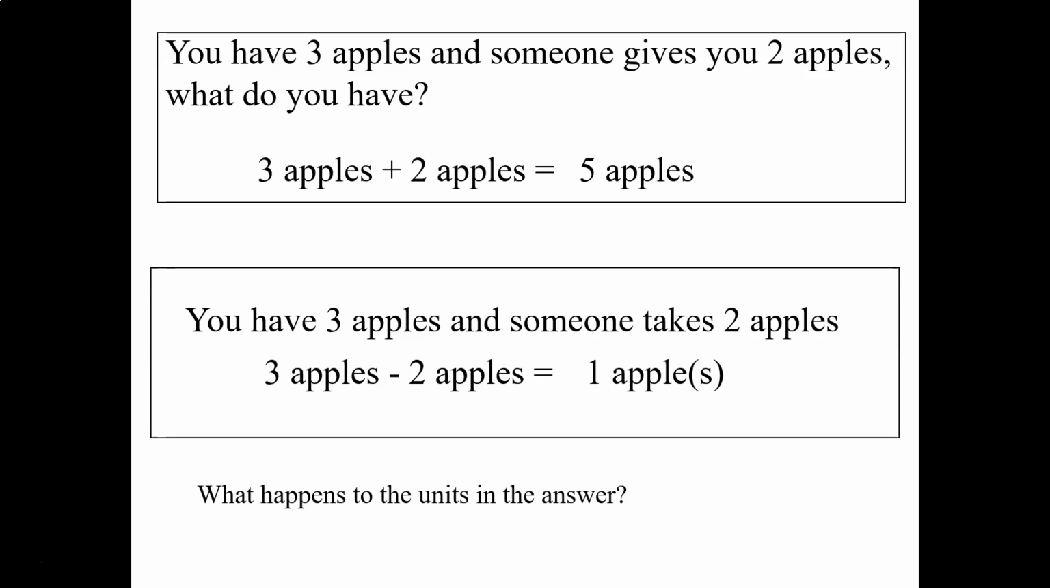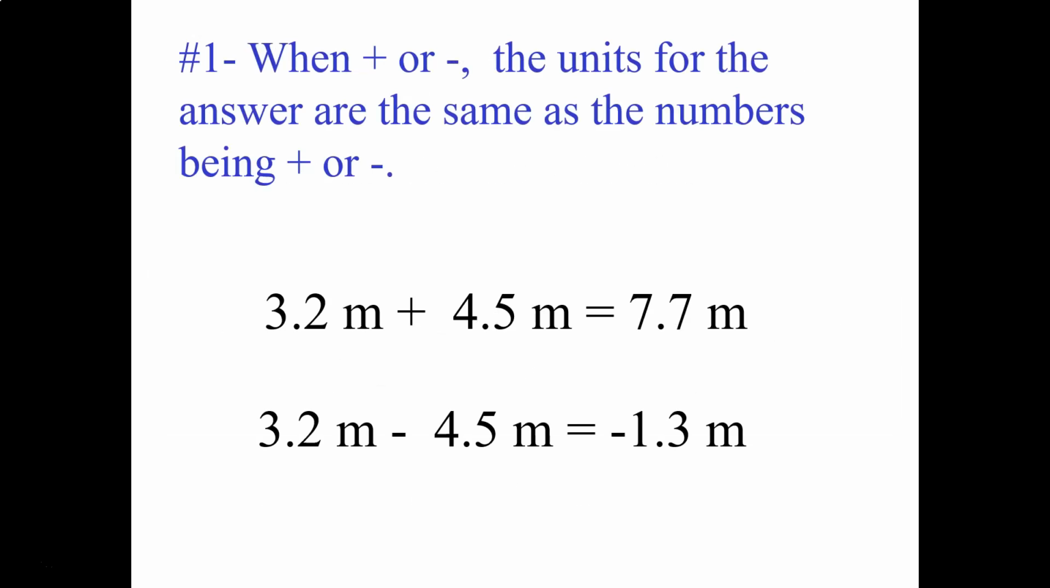So what happens to the units on the answer when you add or subtract numbers? Well, when I add or subtract apples and apples, I get apples. So the first rule is whenever you add or subtract numbers, the units are the same as the numbers that you're adding or subtracting. The units don't change. So 3.2 meters plus 4.5 meters equals 7.7 meters. You add meters to meters, you get meters. You subtract meters from meters, you get meters. You don't get meters squared, you just get meters. So when you add or subtract, all the units have got to be the same.